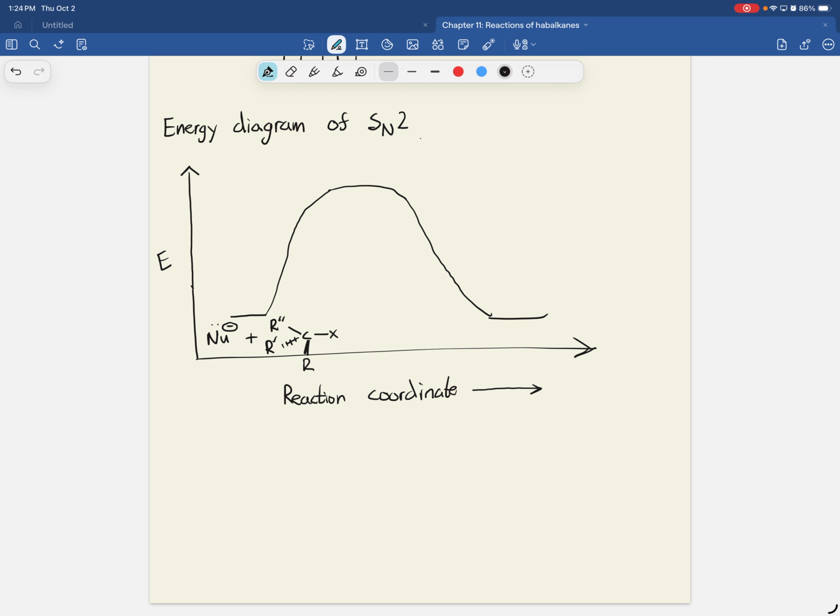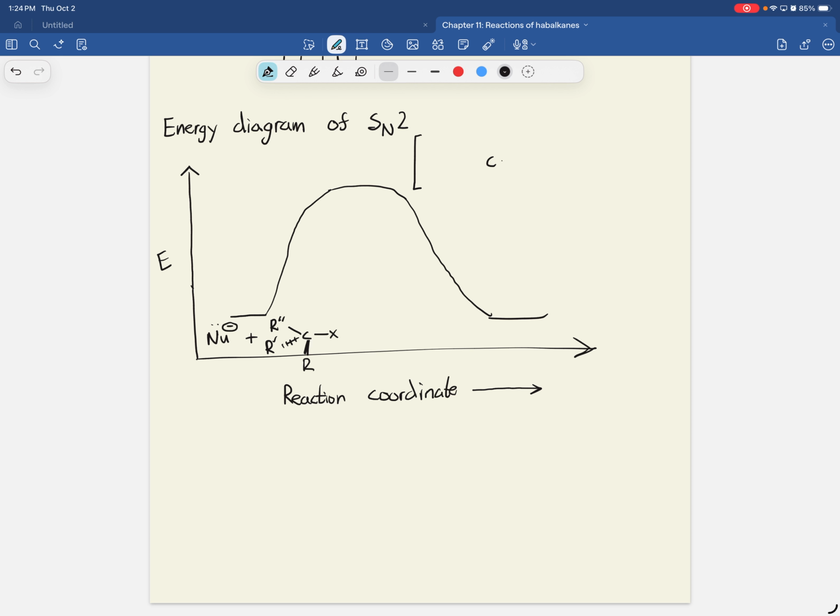Okay, we want to put it right here. So we're going to draw the diagram, or the picture, sorry, of the structure where the carbon now has two partial bonds attached to it on the horizontal axis, right? So the nucleophile is approaching, but also the electrophile is leaving, okay?